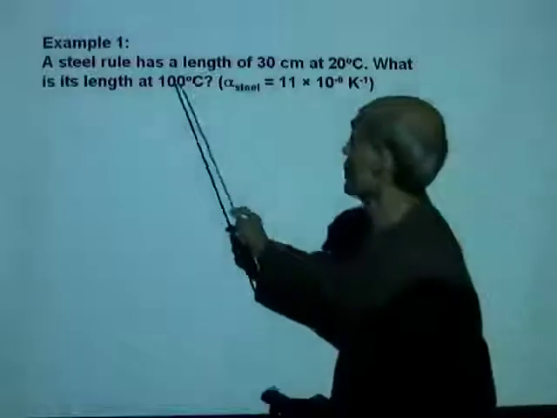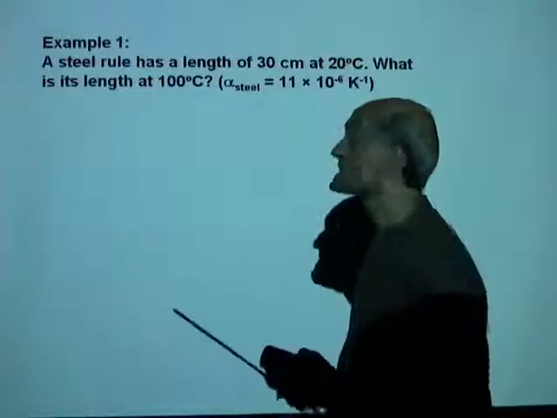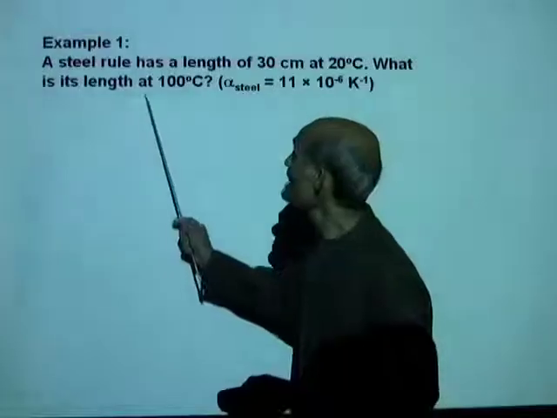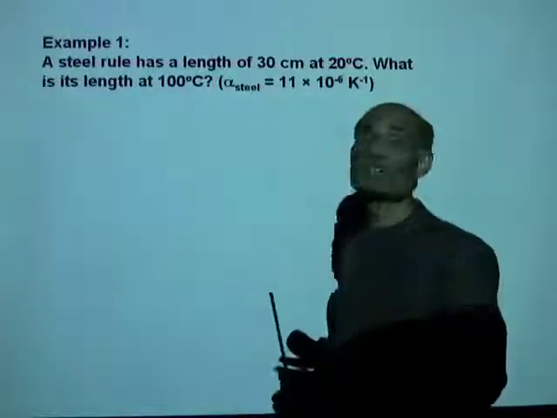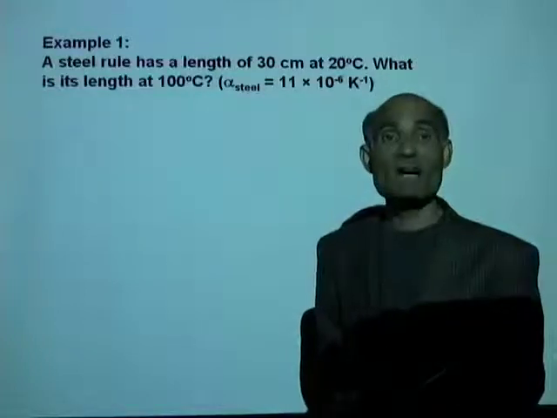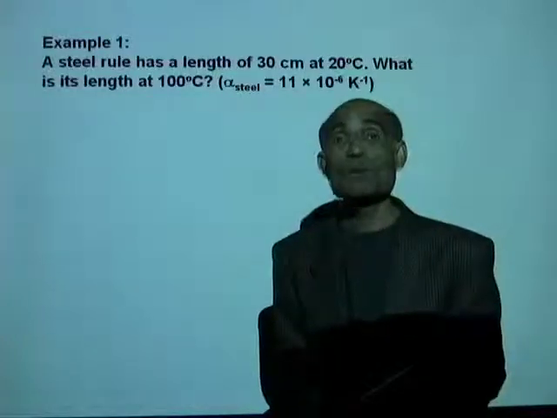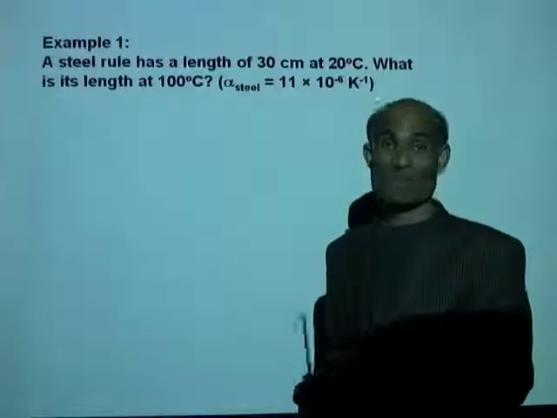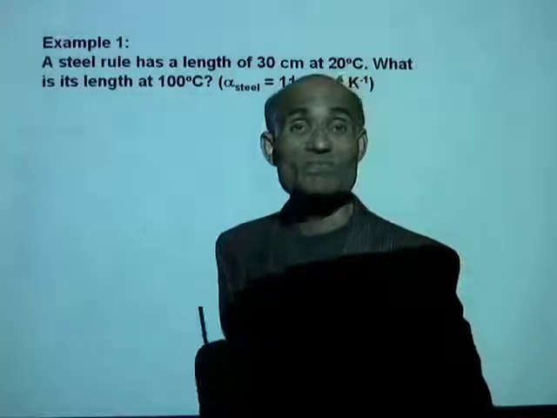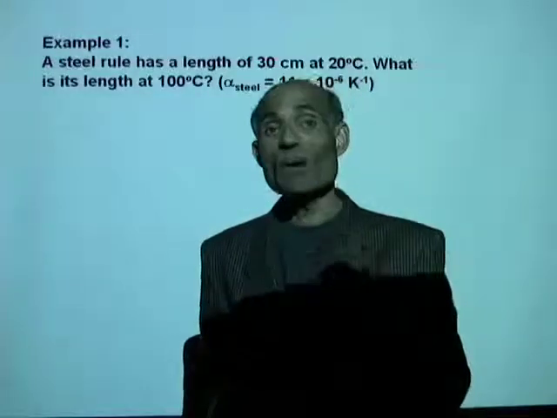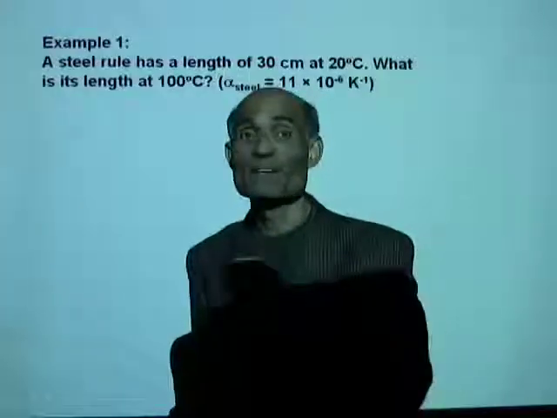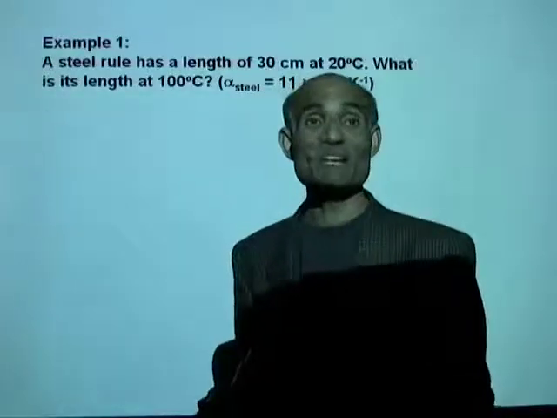A steel rule has a length of 30 centimeter at 20 degrees Celsius. What is its length at 100 degrees Celsius? Alpha for steel is 11 times 10 to the negative 6 per Kelvin. Well, all we need to do is use the equation we developed, L2 equals L1 times 1 plus alpha delta T. Delta T is T2 minus T1.